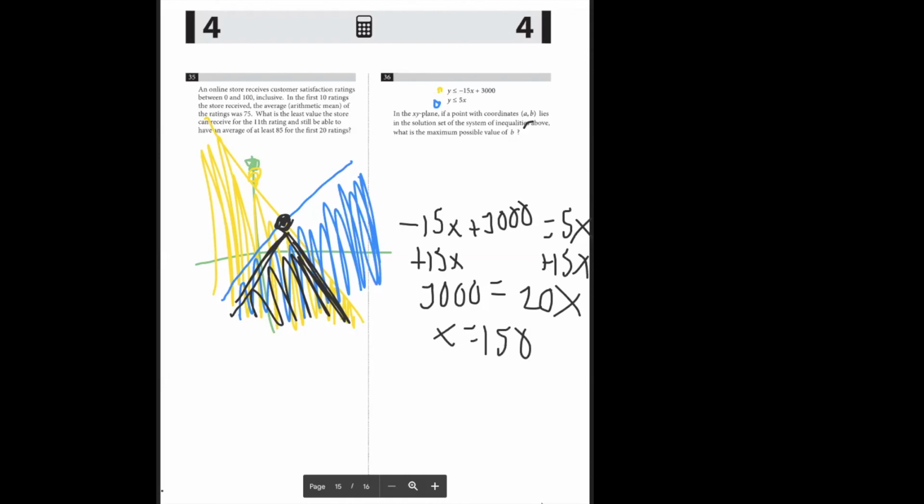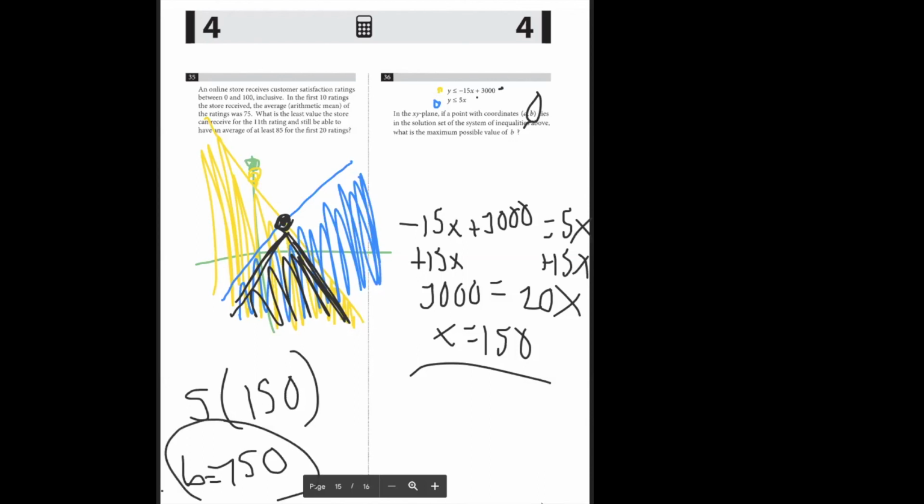Remember, it's asking for the b, so all you have to do is plug it into one of the equations, because that's our x value where it reaches the maximum. It's not the maximum possible value of b because it's the wrong coordinate. So all you have to do is plug in 150 into one or the other. Remember, it works for both, so do whatever's easier. 5 times 150 is easier for me. You should get 750. That means that b is equal to 750. That's the maximum possible value.